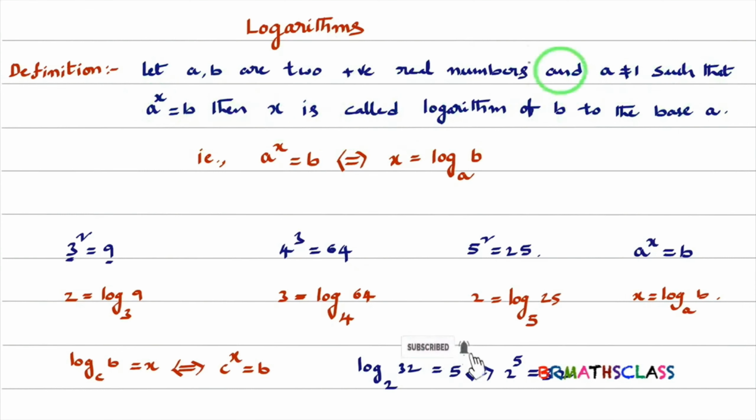Whatever the meaning is there, that full meaning is given in this one line. What is that? If you are able to find a power x equal to b, then this x is called logarithm of b to the base a. Here, an important point: a and b are positive real numbers and a is not equal to 1. Why a not equal to 1? That we'll understand in the coming examples.